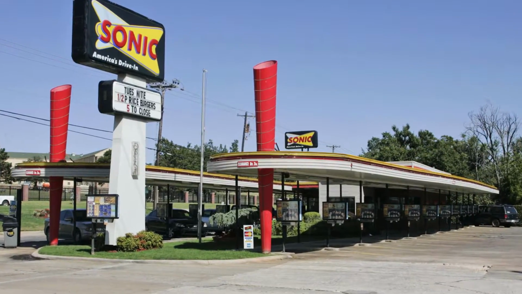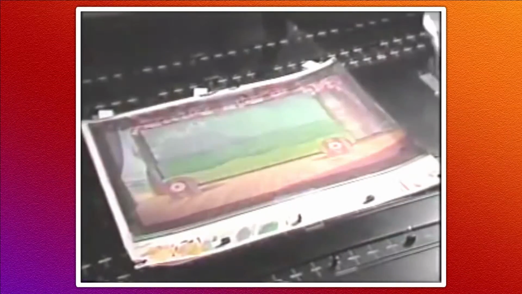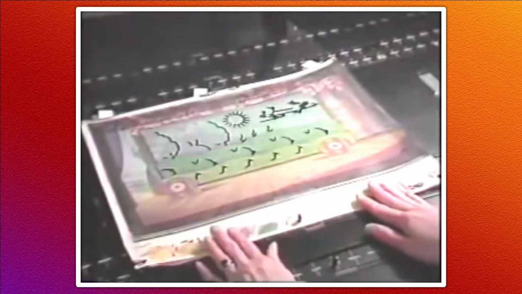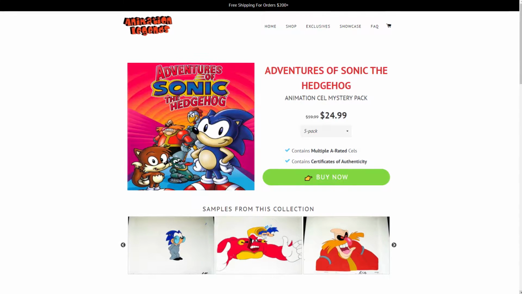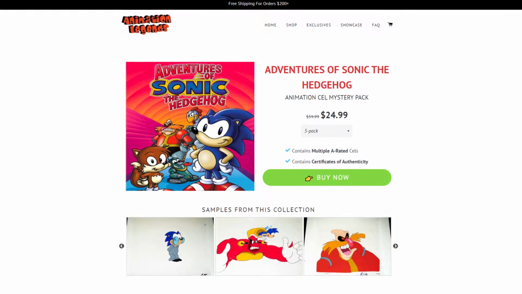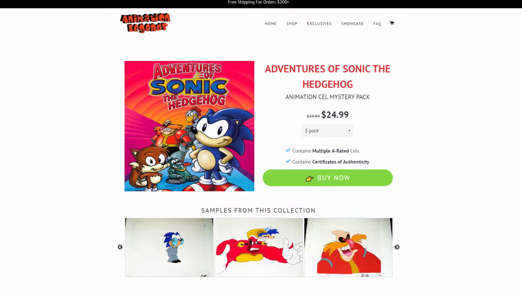Well, let's take a look at the other side of the coin. Alright, so I really like the Sonic franchise. I also have a fondness for old cartoons. From what I've seen of the show, it's pretty funny, intentionally and unintentionally, and at the moment these things are $25 per 5-pack.